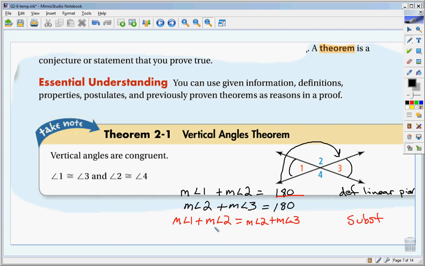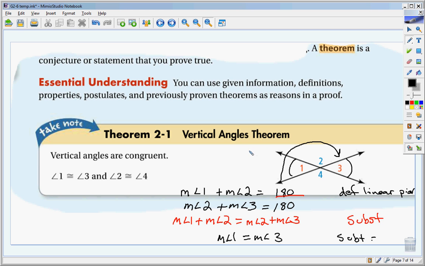What would happen if I subtracted the measure of angle 2 from both sides? What's going to be left? The measure of angle 1 equals the measure of angle 3. And this would be the subtraction property of equality. So, they tell me that all vertical angles are congruent through this theorem.